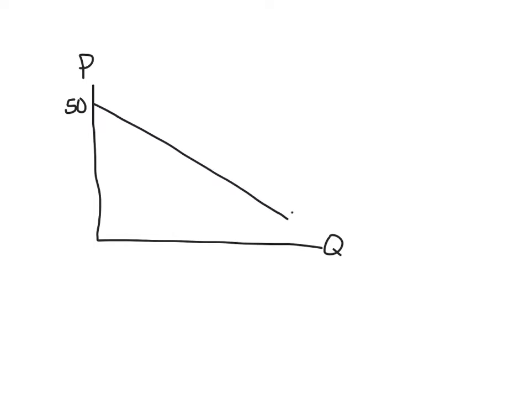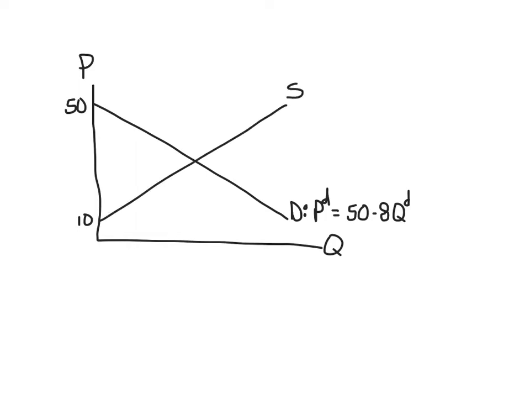Here we are considering the market for cigarettes given by the following equations. The demand curve has a y-intercept of 50 and a slope of -8. In other words, the demand price is equal to 50 minus 8 times the quantity demanded. The supply curve has a y-intercept of 10 and a slope of +2. In other words, the supply price equals 10 plus 2 times the quantity supplied.